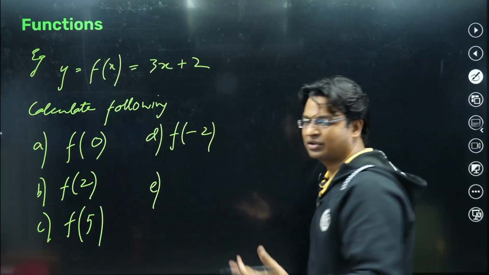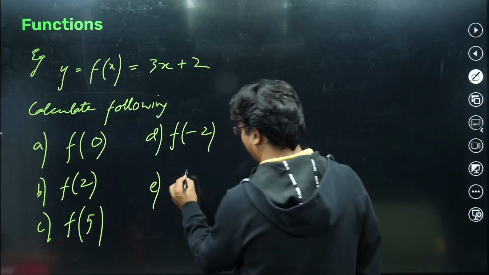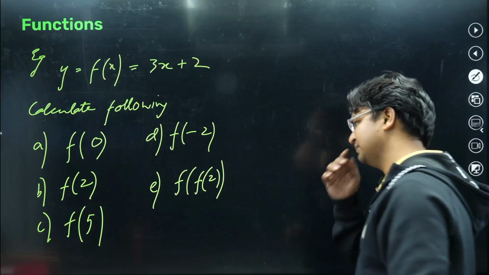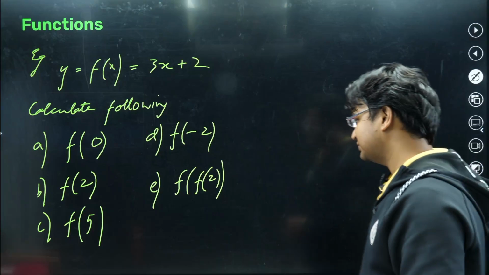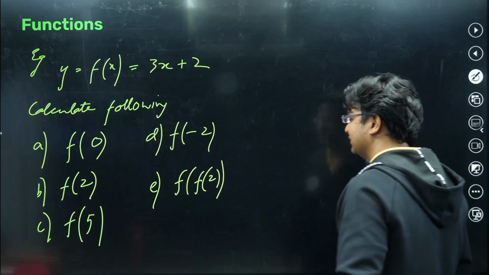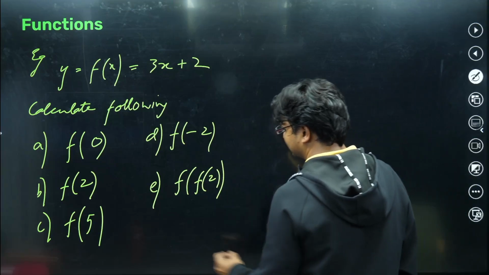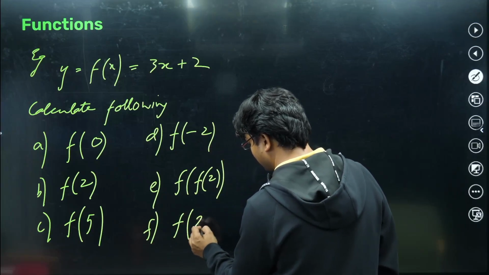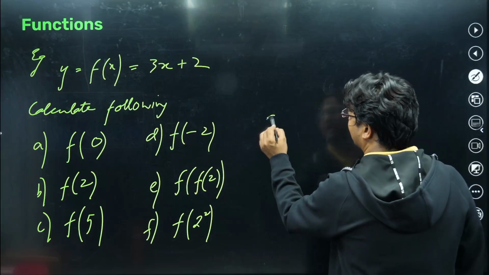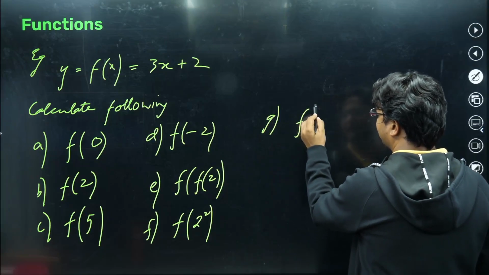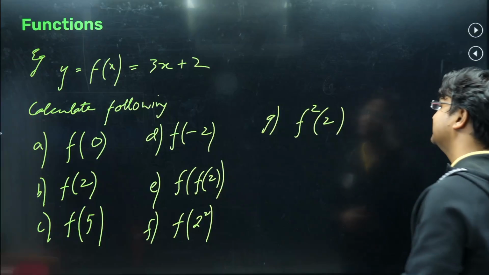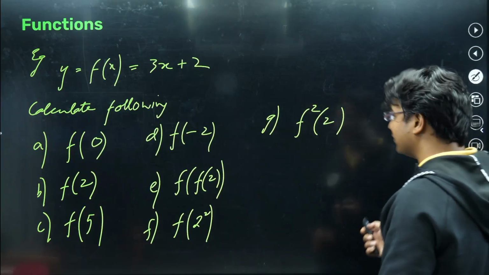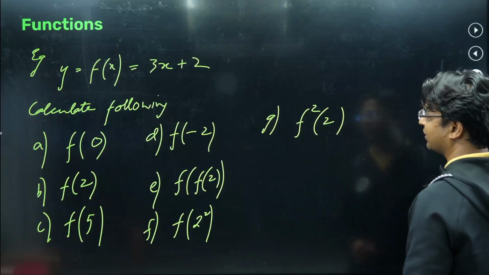Now let's complicate things a bit. f of f of 2. Getting it? Then f of 2 square, and g is f of 2 whole square. So let me do this now. We'll do it on the next slide, and we'll keep on coming back.